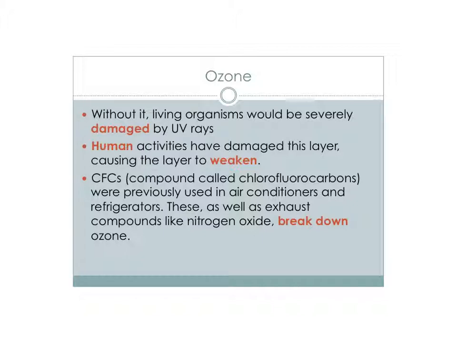And one reason that scientists have started to predict that that's happening is there's a compound called CFCs, a shortened way to say chlorofluorocarbons, which is kind of a tongue twister. They used to be used in air conditioners and refrigerators, and these, as well as exhaust compounds like nitrogen oxide, work in the atmosphere to break down the ozone. So since it's been discovered that these are harmful to the ozone layer, there have been some precautions taken to use different types of chemicals in these things so that what's put out by them is not going to harm the environment as much.